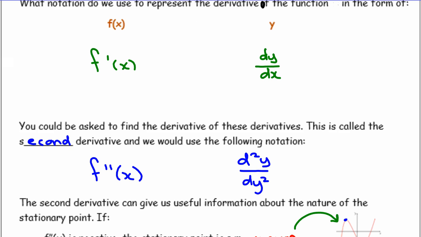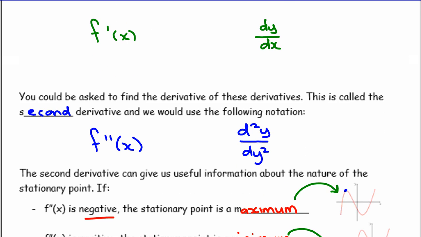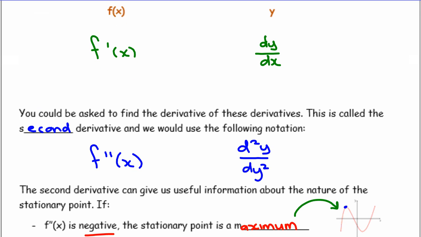Higher order derivatives: you could be asked to find the derivative of these derivatives. This is called the second derivative, and the first is called the first derivative. If it's a second derivative, we would use the following notation. The second derivative of f of x is f dash dash x, because the derivative is f dash x, so the second derivative is f with two dashes x. The second derivative of dy dx is a bit trickier to write. You write d squared y over dx squared.